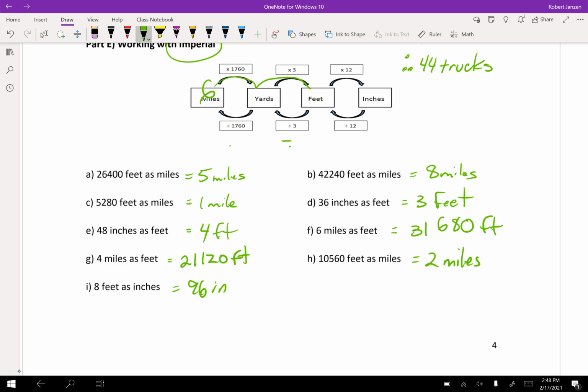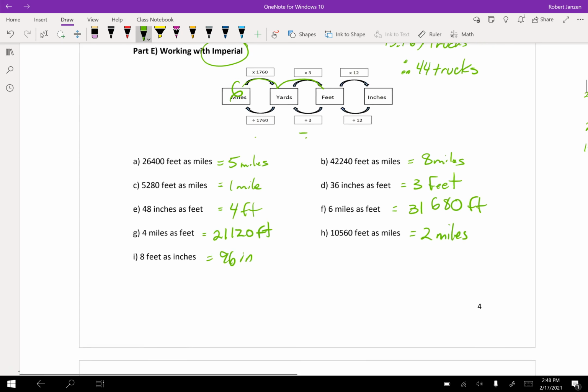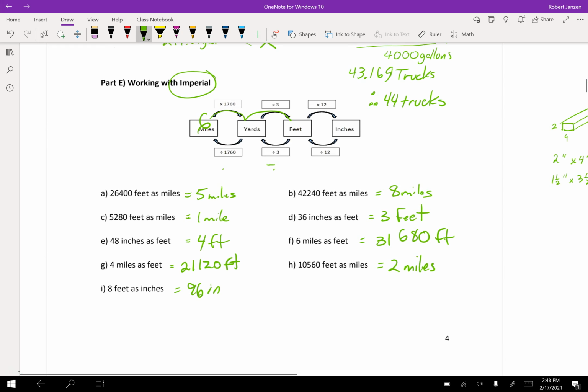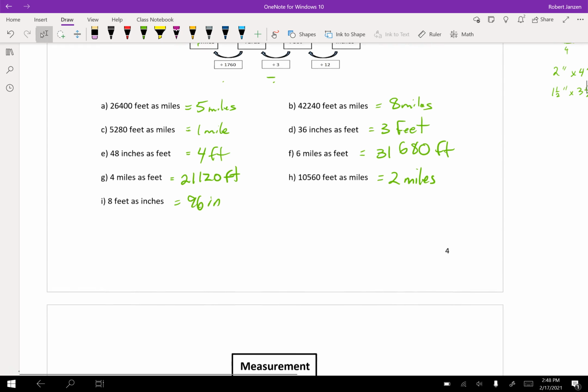Okay, so that's the introduction to this unit. Lots of measurement going on. All right, if you had trouble with any of those, I would go back and try a few of those. Okay, and then we'll get to the next video.